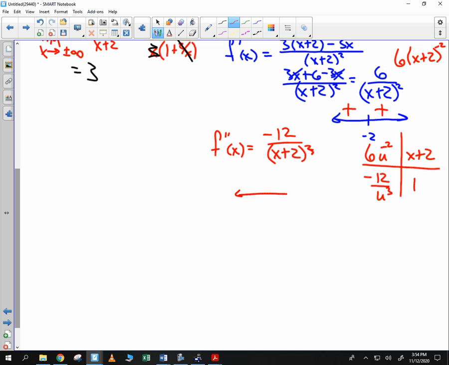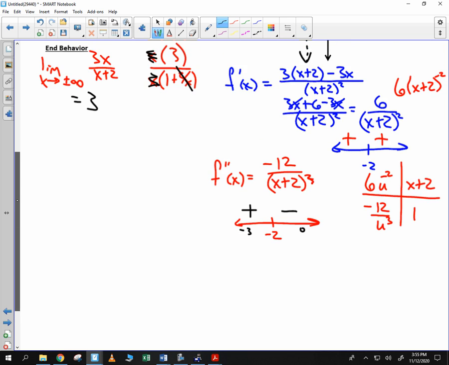Again, the top is never 0, but the bottom is 0 at -2. Let's test some points. I'm going to plug in -3. -3 plus 2 is -1. Cubed is -1. -12 over -1 is positive. Now I'm going to try plugging in 0. 0 plus 2 is 2. Cubed is 8. -12 over 8 is negative.